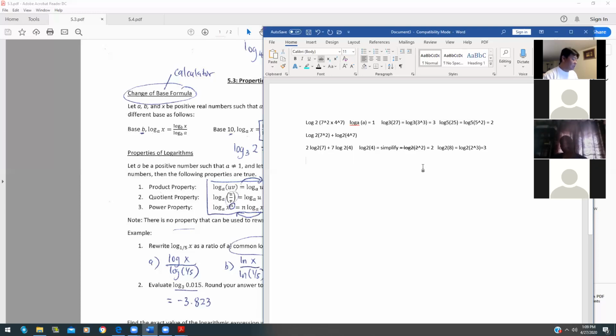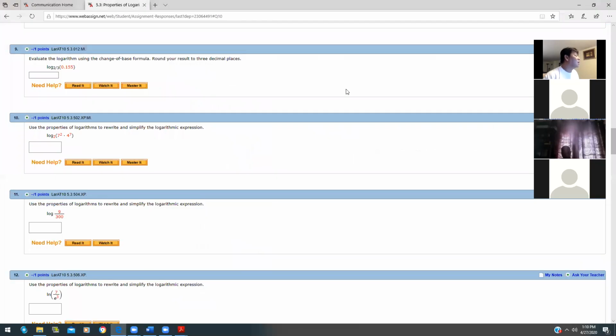Okay, so this will give us 2 log 2 7, not canceling this. 2 times log 2 7, plus what? 7 times 2, because log 2 4 is 2. So 7 times 2 gives us 14. So your answer in this case is this one. Let's see if they accept it. If they don't accept it, you just change your base here.